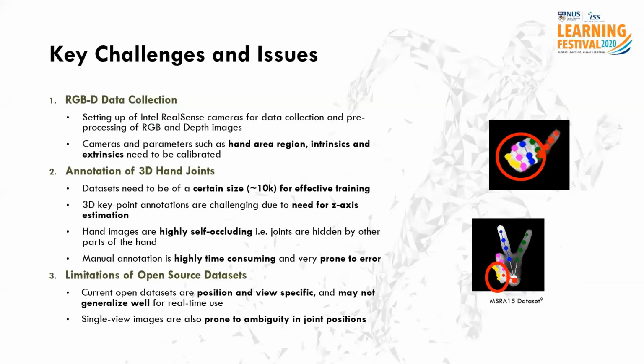Last but not least, the open source datasets that are currently available are often position and view specific and may not generalize well for another environment. In addition, the single view images are also very prone to ambiguity and self-occlusion in certain positions, as you can see here.